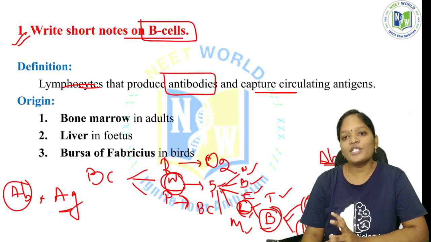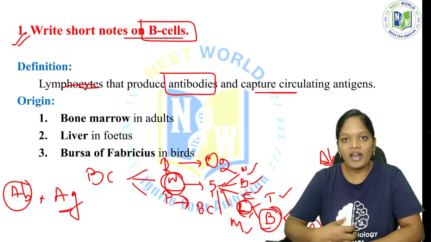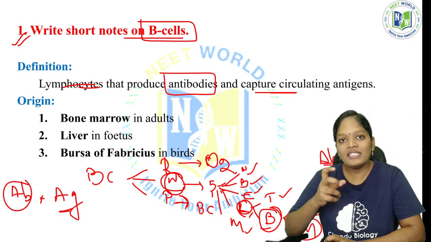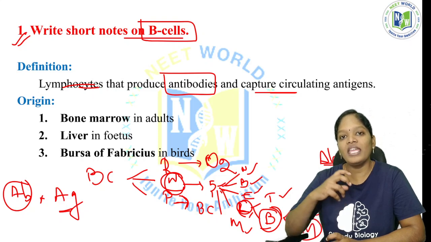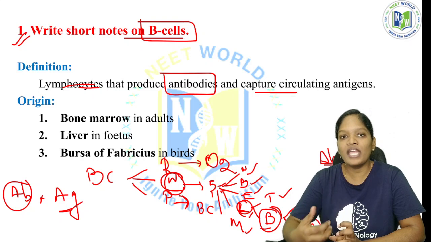Now what about the memory cells? Whenever any antigen enters our body, it will take some time to analyze the mechanism of the antigen, and the body has to process the antigen and produce the antibody. It will take some time.